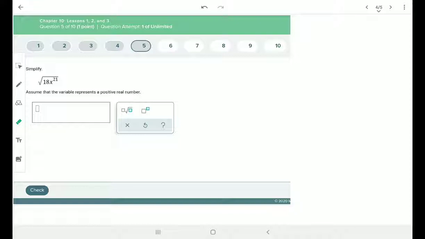The next question is number 5, where we have to simplify the square root of 18x to the 21st power. So remember, we can kind of split this apart and think about this as two different roots, so the square root of 18 and the square root of x to the 21st for the moment. And we need to break these down into perfect squares.